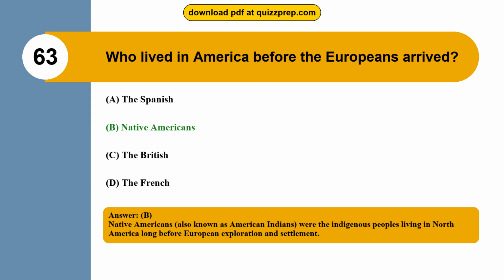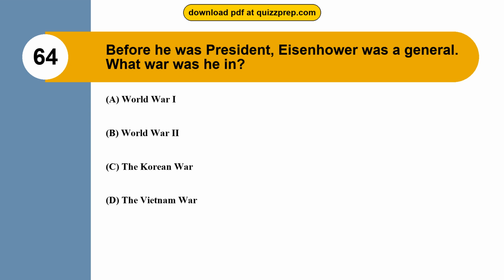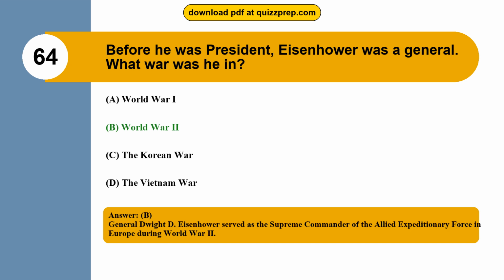settlement. Question 64. Before he was president, Eisenhower was a general. What war was he in? Option A, World War I. Option B, World War II. Option C, the Korean War. Option D, the Vietnam War. The correct answer is option B, World War II. General Dwight D. Eisenhower served as the supreme commander of the Allied Expeditionary Force in Europe during World War II.